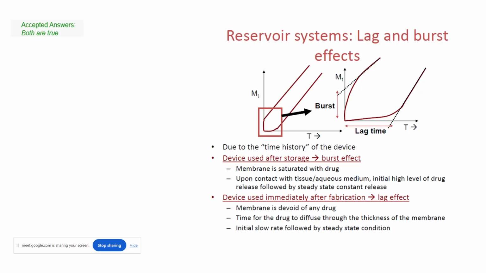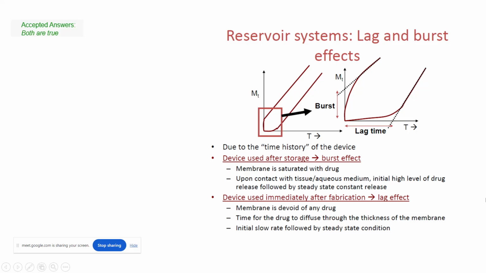Okay, the correct answer is both are true. So the reservoir systems usually have this lag and burst effects. Here the question was about the burst effect. So that usually happens if you store the device for a certain period of time after you have prepared it. And within this time, the drug is more saturated near the membrane. And as soon as it comes in contact with your water, aqueous medium, or any other tissue, there is an instant release of a high level of drug followed by a steady state constant release. So that is called the burst effect.